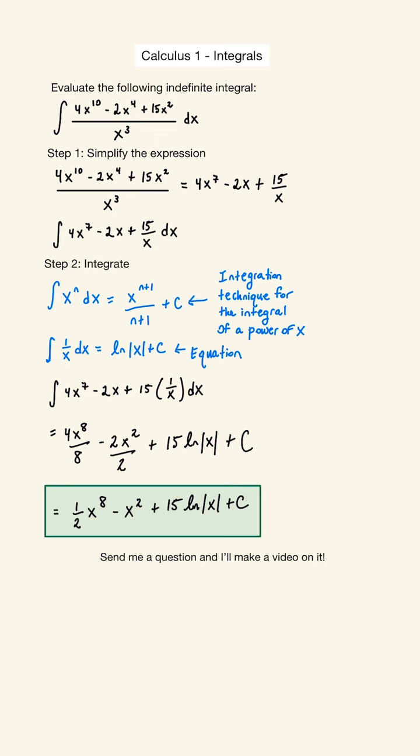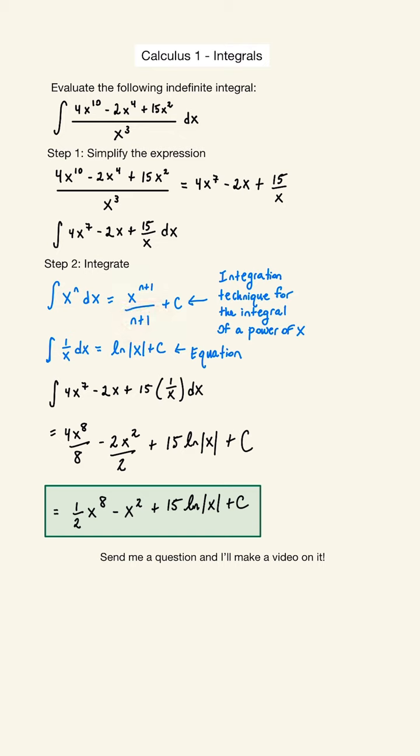So after simplifying our expression, it's a little bit easier and more clear as to which techniques we'll use to integrate. So we'll go ahead and integrate this example problem. For our first integration technique, we'll use x raised to a power plus 1, and then divided by the new power.